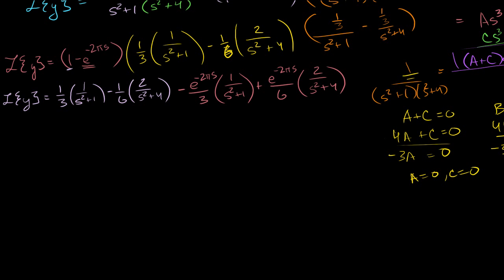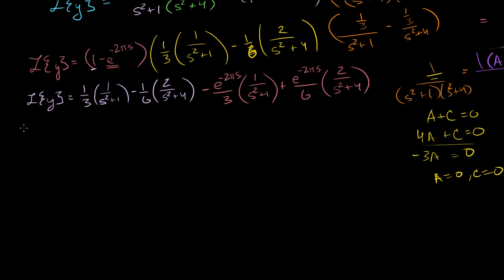Now, taking the inverse Laplace transform of these things is pretty straightforward. So let's take the inverse Laplace transform of the whole thing. And we get y is equal to, the inverse Laplace transform of this guy right here is just 1/3 sine of t. And then this is minus 1/6 times, this is the Laplace transform of sine of 2t. Sine of 2t. That's that term right there.